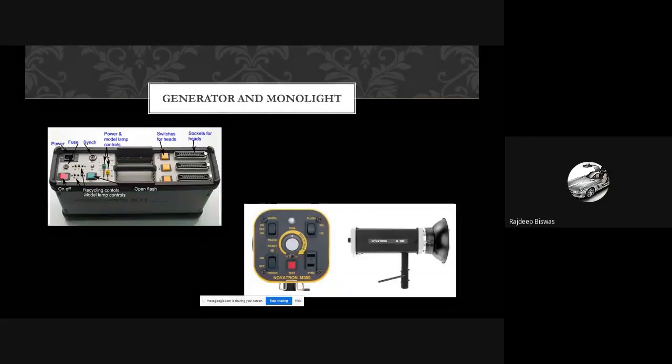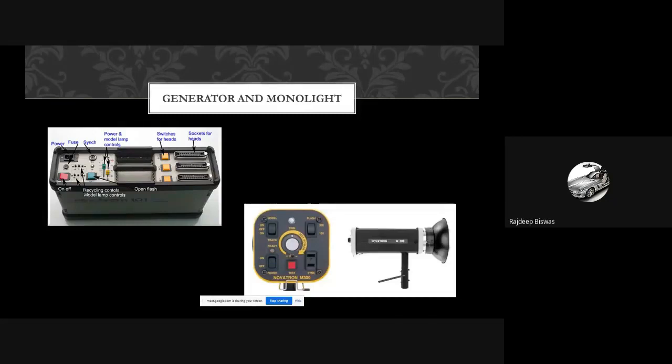Let me show you the images. On the left-hand side, you would see a generator, and on the right-hand side, you would see a monolight. Now, generator lights are generally used when you are going outdoors and you do not have a source of electricity. You can use these. And generally what we use in a studio environment are the monolights.